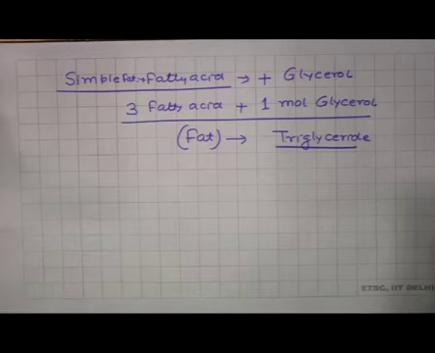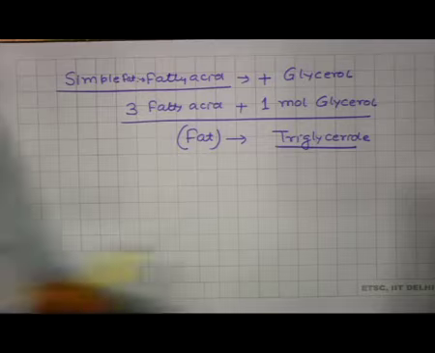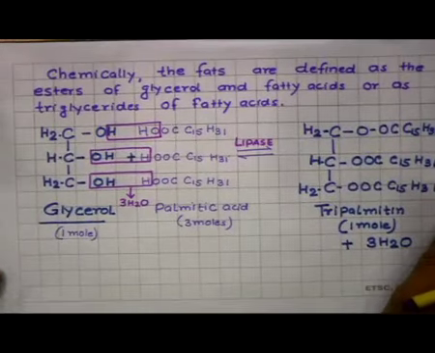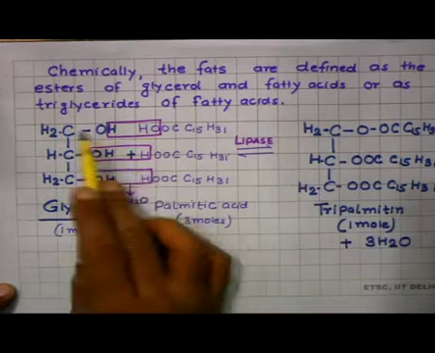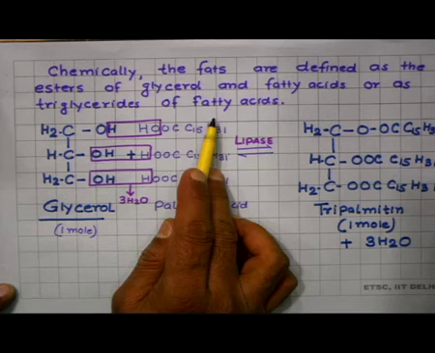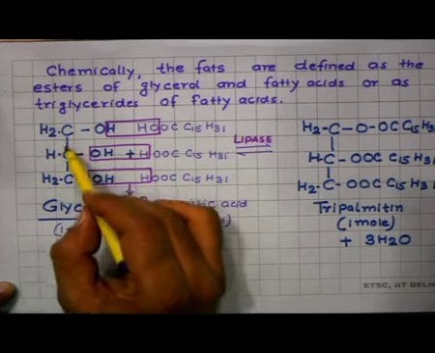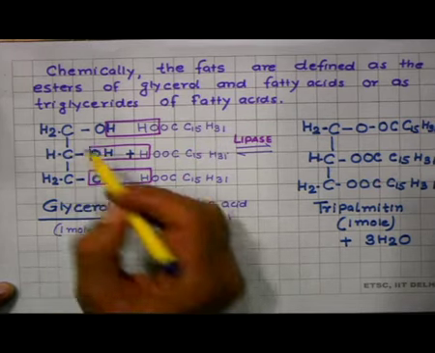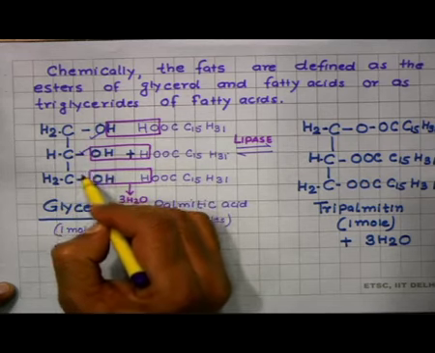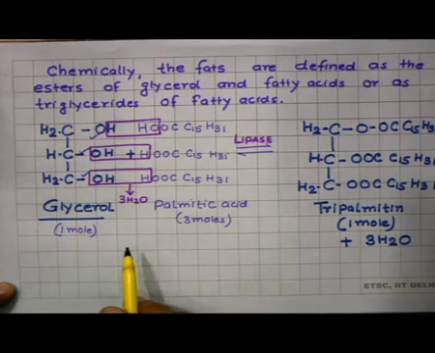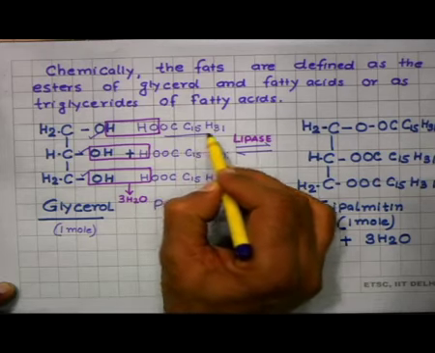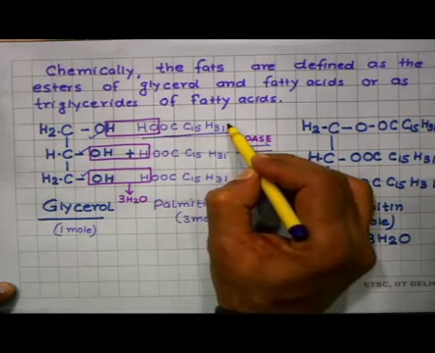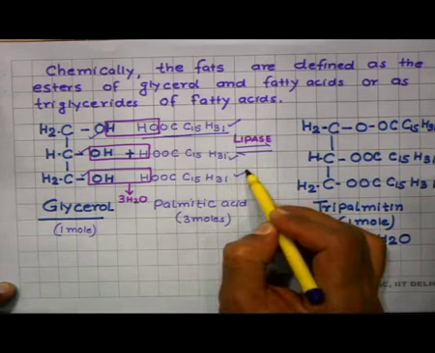Now, have a look how this structure is formed. Chemically, the fat is defined as esters of glycerol and fatty acid, or triesters of fatty acids. Here we write the structure of glycerol. This glycerol contains 3 OH groups. We have seen the structure of glycerol in carbohydrates. And here are 3 molecules of fatty acid, 1, 2 and 3.